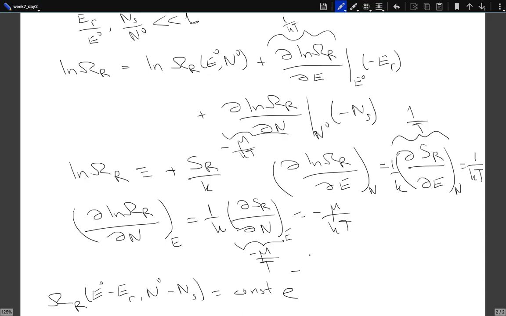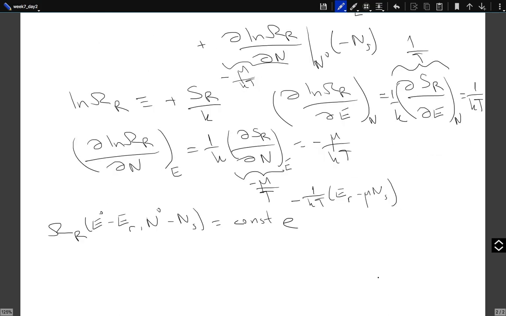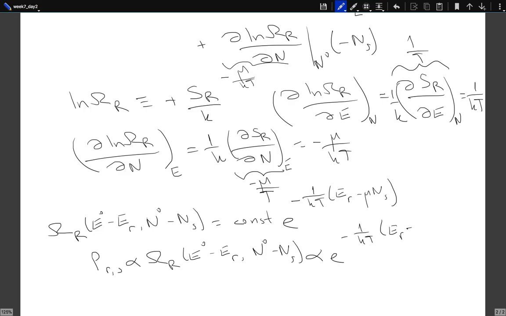E to the power minus 1 over kT times (ER minus mu times NS). This is the number of microstates of the reservoir. Well, the probability, we had already said that it's proportional to omega_R(E0 minus ER, N0 minus NS), which is proportional to e to the power minus 1 over kT times (ER minus mu NS).